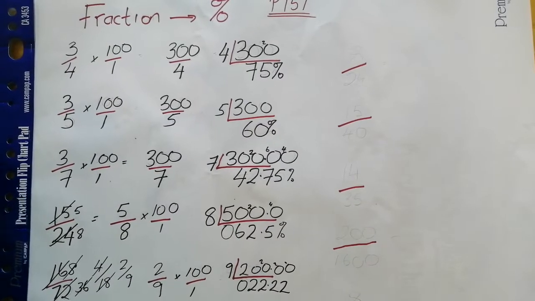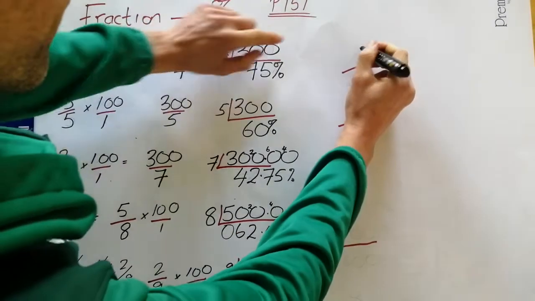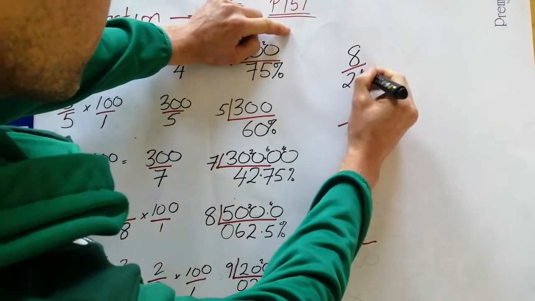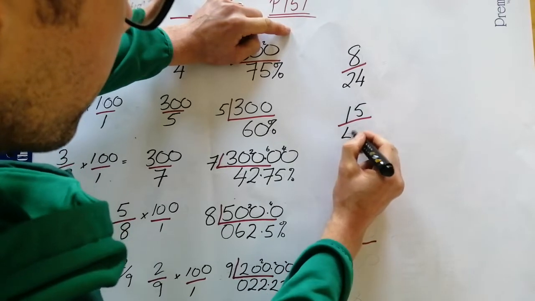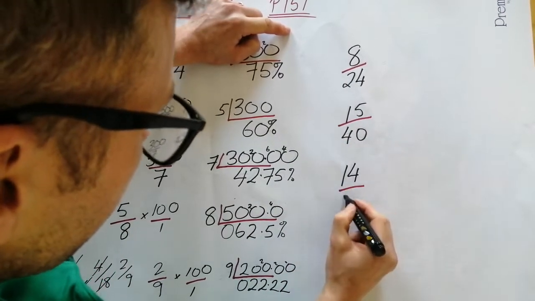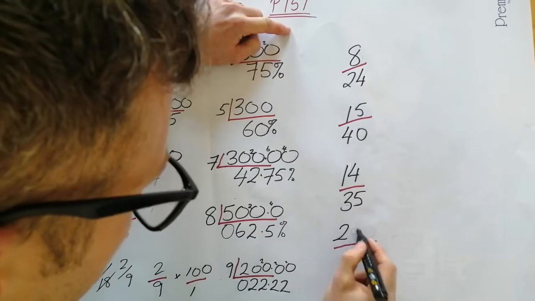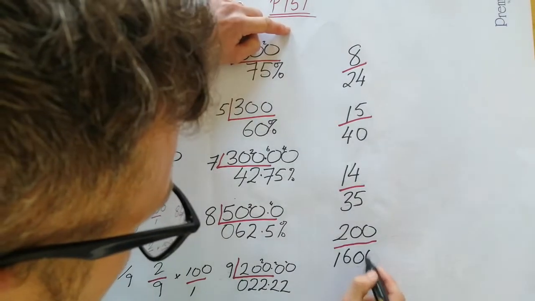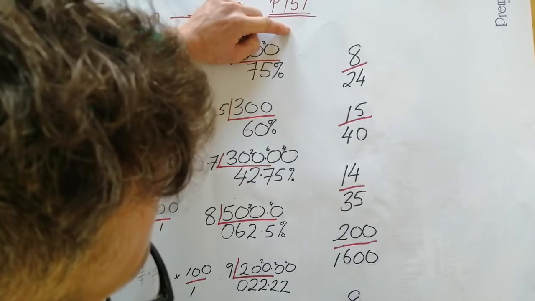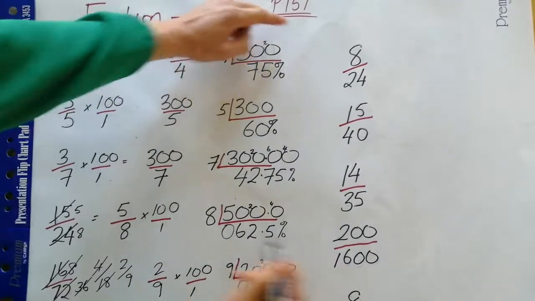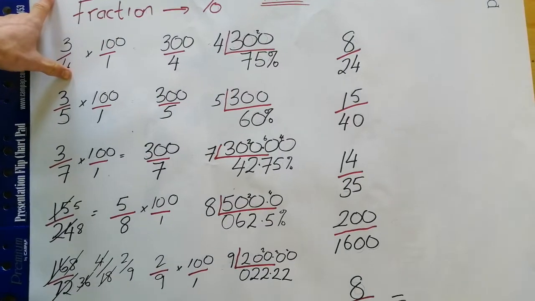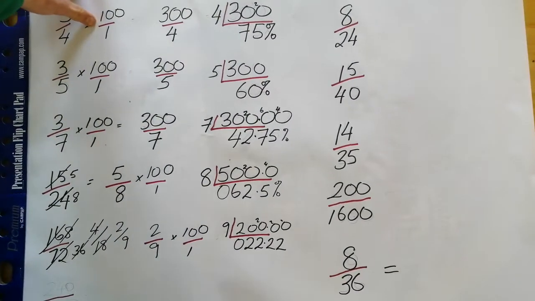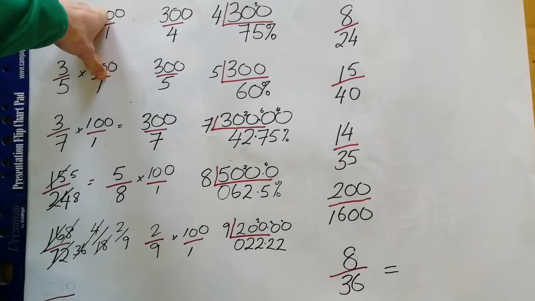Just pause the video and have a go yourself in your copy or on your whiteboard. If you get stuck, just send the video back and check over it again. So you've got 5 sums to do there. Just pause the video and off you go.